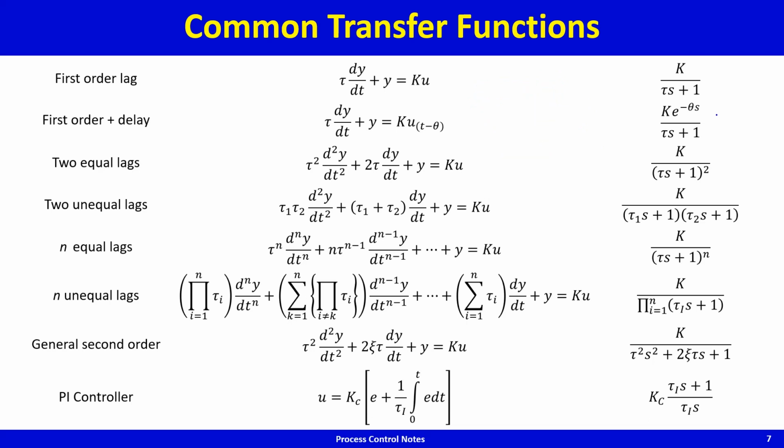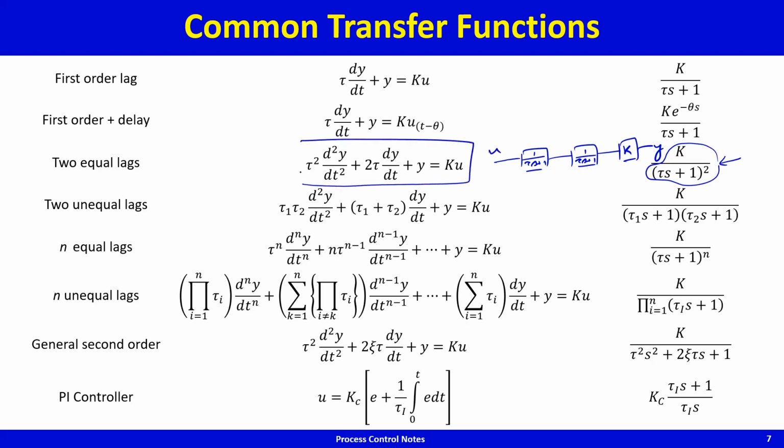Alright, two equal lags, that means exactly this. That's essentially two lags in series, and with maybe a gain. So you have 1 by tau s plus 1, and another 1 by tau s plus 1, that's u and that's y, and so the overall transfer function that you get is this, and the differential equation corresponding to this is this. It's easier to work from here to here rather than from here to here. So I'll go this way, you can figure out the forward way.